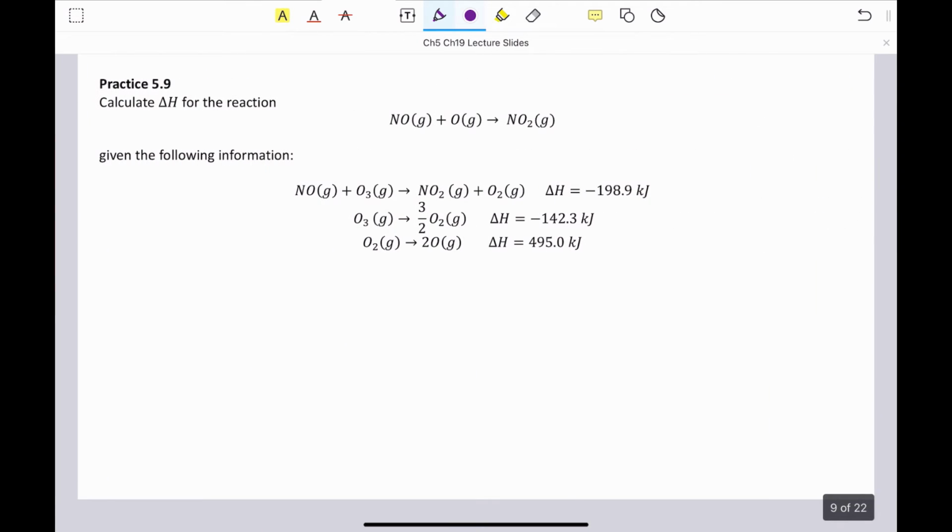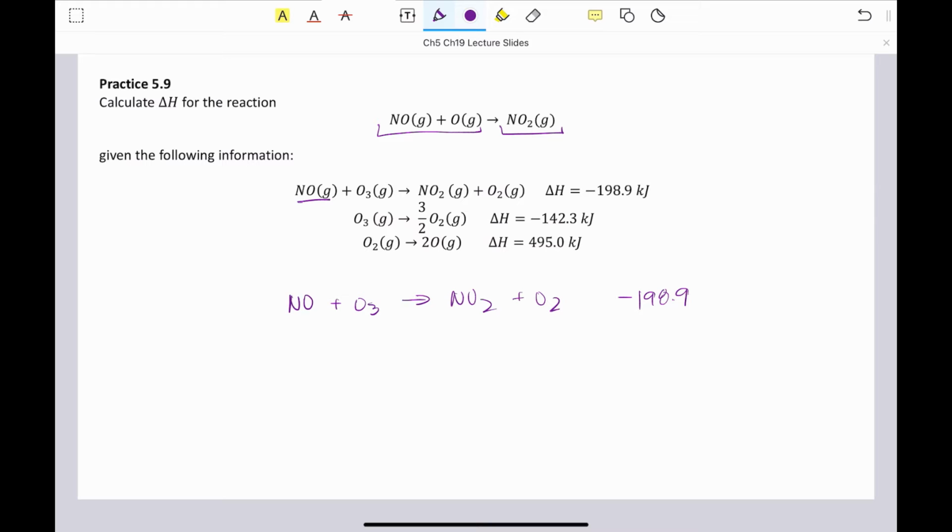Another practice problem. It wants the delta H for this reaction given the following information. Same thing: this is my initial, this is my final. I need to take the reactions that I have available to me and get everything in the right spot. So that's what we're going to do. First we need some NO as a reactant, and this is the only place that we're going to get that, so we're going to take that as written. So NO plus O3 is going to give me NO2 plus O2, and since I'm using that as written, this is going to be negative 198.9.